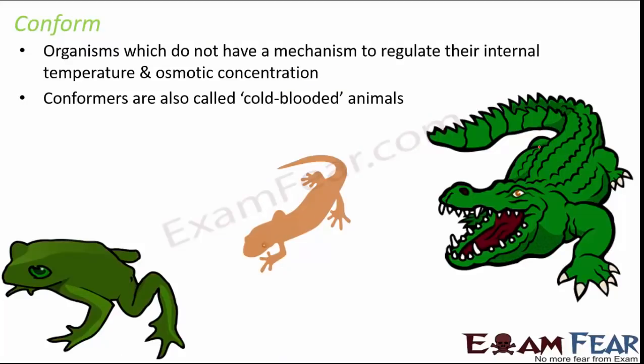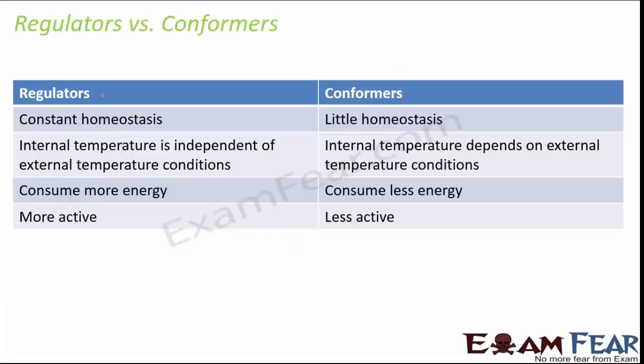On the other hand, there are a certain group of organisms which conform. That means they do not have a mechanism to regulate their internal temperature and osmotic concentration. So basically, they are also called cold-blooded animals, or conformers. That means they do not change anything inside their body based on the environment. Examples are the reptiles, as you see, frog, lizards, crocodiles; they all come under cold-blooded animals.